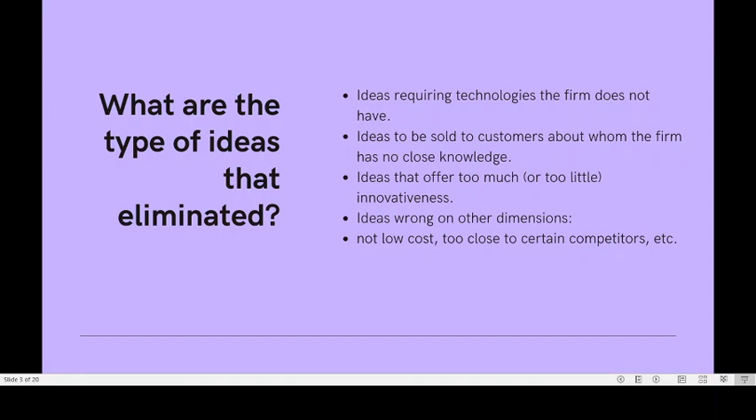Meaning to say, there's too little incremental innovation, or not much technology or not much benefit coming from it. And last, ideas where it is wrong on other dimensions, such as it's not low cost and it's too close to certain competitors, which means that it's similar in the market.